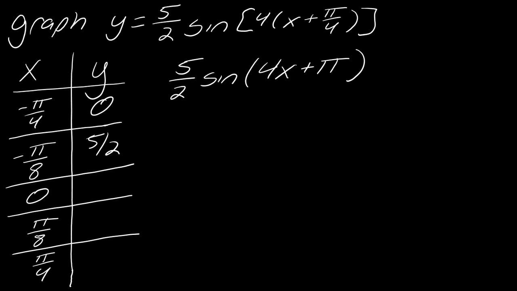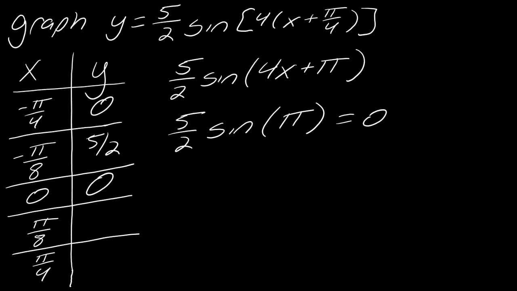Okay, so like I said, next I've got 0. So this will just work out to be just sine of pi. Sine of pi once again is 0, so this whole thing just equals 0. Okay. And then what about if I do pi over 8?